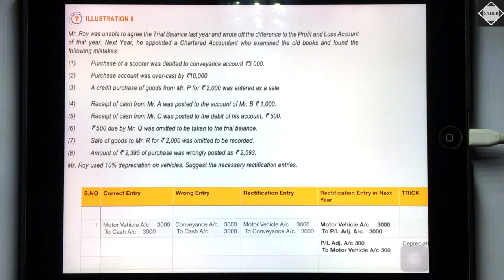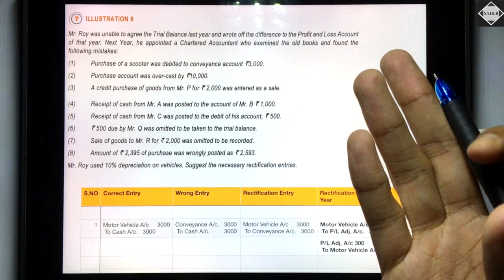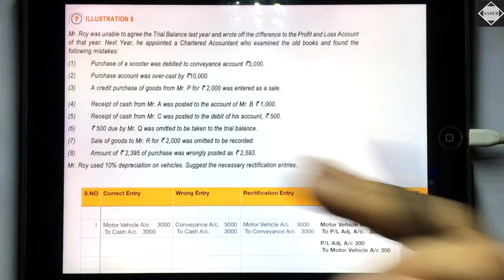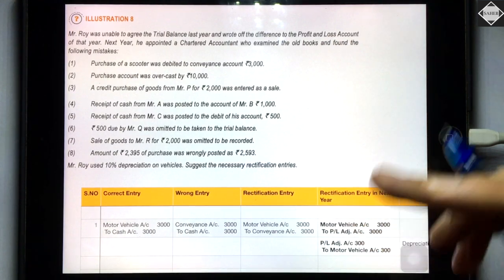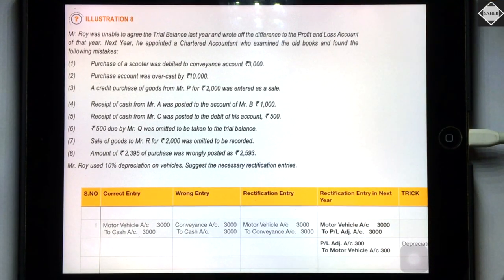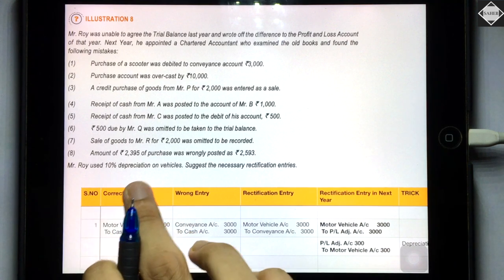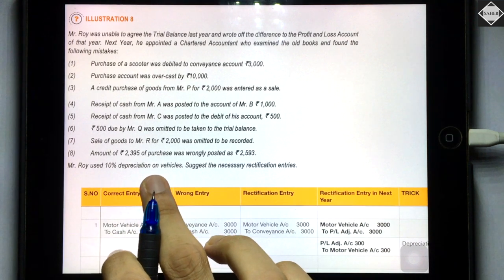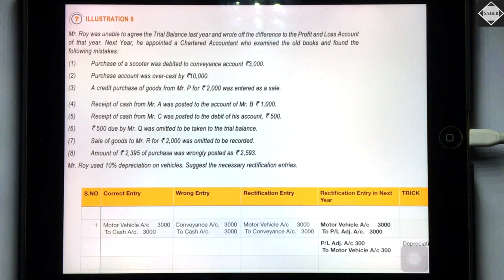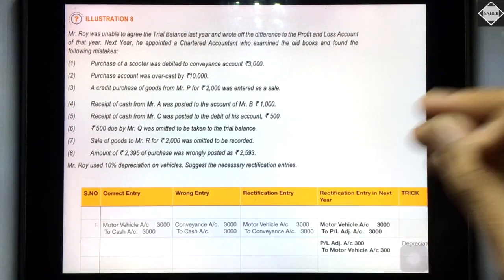So what do we have to do? That's also an error now, an error of omission. Depreciation was not recorded at all for the last year. And the motor vehicle is also supposed to be decreased, isn't it? Because see here, 10% depreciation is there on vehicles, the company policy. So we have to charge the depreciation now.